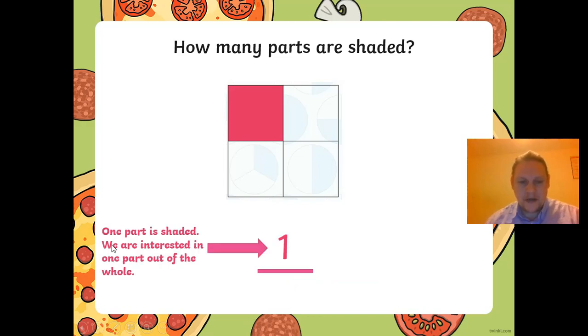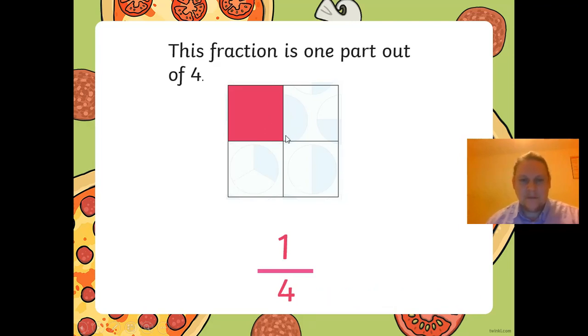One part is shaded. We're interested in one part out of the whole, and that's what this top number of the fraction tells us. The bottom number here tells us that the whole is made up of 4 parts, 1, 2, 3, 4. And again, the top number tells us how many of those parts we are interested in. This fraction is 1 part out of 4, 1 over 4.